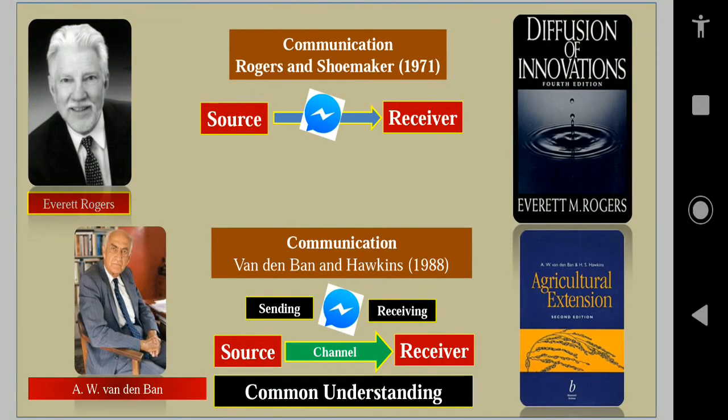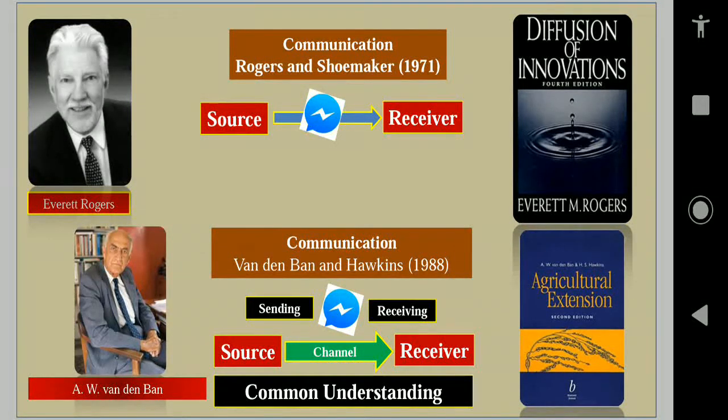Okay, and also next come to communication given by Rogers and Shoemaker. Here it is given in which year? 1971. Here he told that communication is the process by which messages are transferred from a source to receiver.